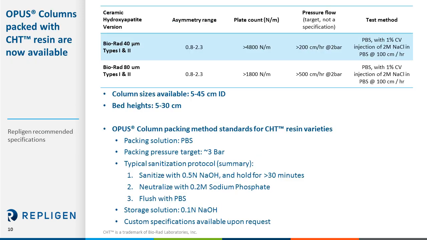And with this, we can offer standard specifications, the standard bed height range that we offer in OPUS, and fairly common packing method standards for OPUS columns pre-packed with CHT, which are listed here on the slide.